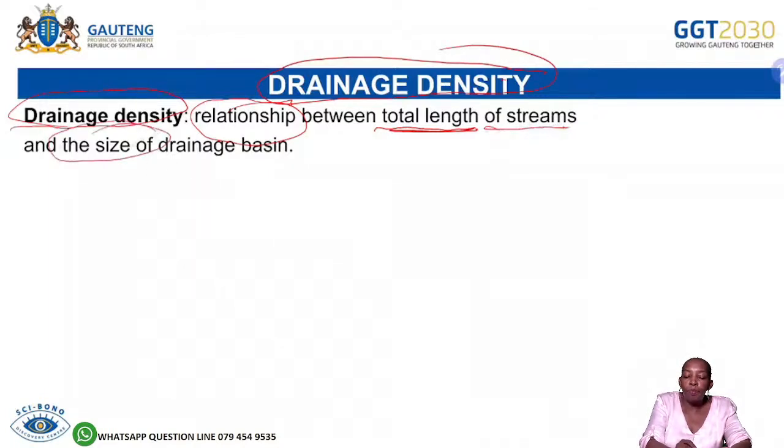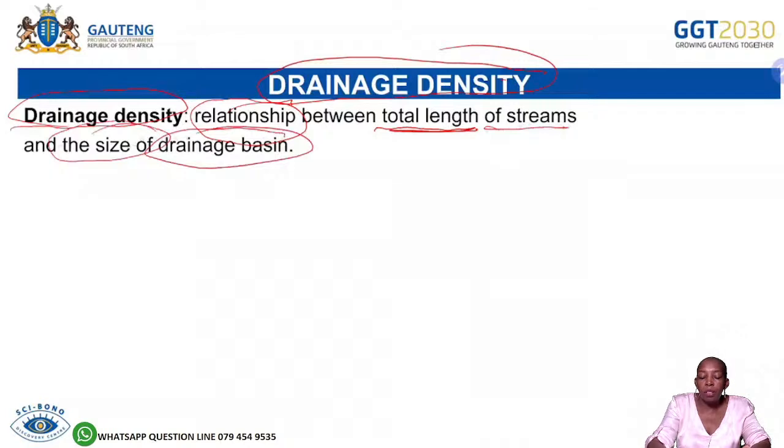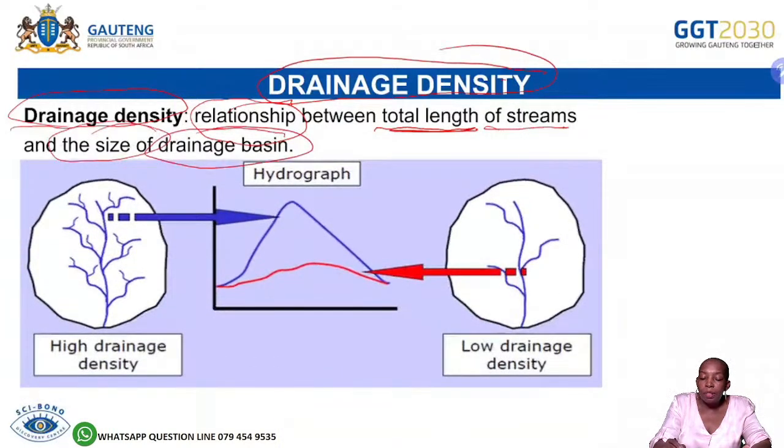My colleague has explained to you the concept of a drainage basin. So when we look at the drainage basin and then we look at all the streams, the total length of all the streams that we can find within a drainage basin in relation to the size of that drainage basin, we then get what we refer to as drainage density. So the drainage density can either be high or low.